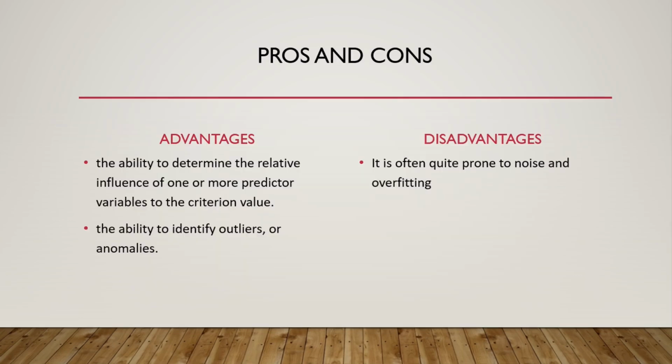So now let us look at the pros and cons of multiple linear regression. When it comes to its advantages, it has the ability to determine the relative influence of one or more predictor variables on the criterion value, which is the main concept of multiple linear regression. And the second is its ability to identify outliers or anomalies. It clearly tells which independent variable is more determining the dependent variable. Whereas when it comes to its disadvantages, it is often quite prone to noise and overfitting.